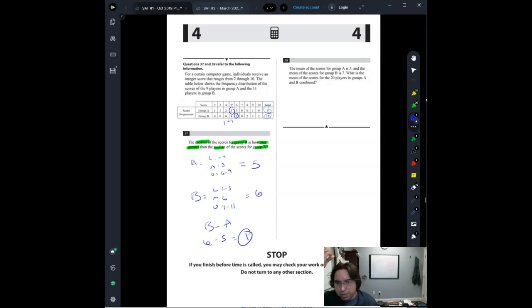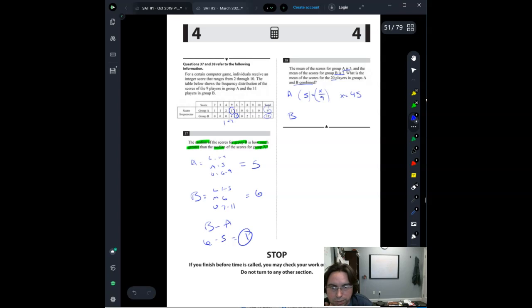And 38 is saying the mean score for group A is 5, and the mean score for group B is 7. What is the mean score for the 20 players in groups A and B combined? So we can solve for the total value. For A, 5 equals X over 9 values, and so we need to multiply by 9. So we see that X equals 45. There's a total sum of 45 for the values in A.